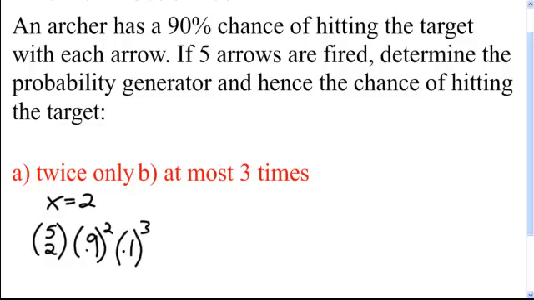And then when you calculate this, 5 choose 2 is 5 factorial over 2 factorial, 3 factorial, which is 10, times 0.9 squared times 0.1 cubed is 0.0081. So the probability of hitting it exactly twice is 0.81%. This differs from at most 3 times.